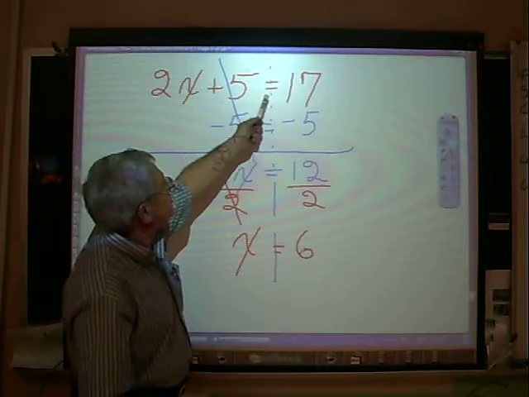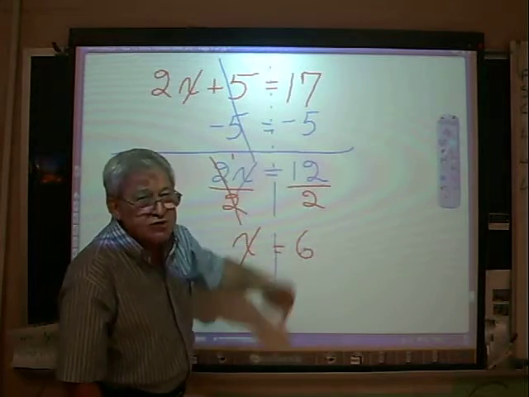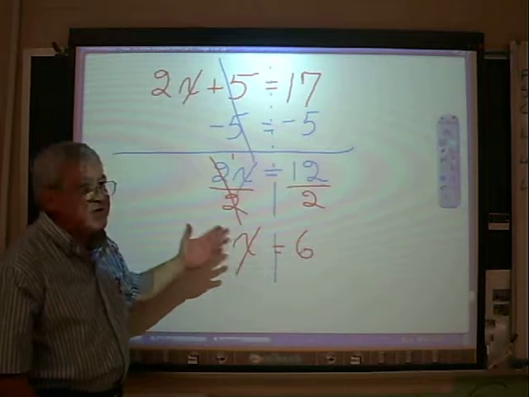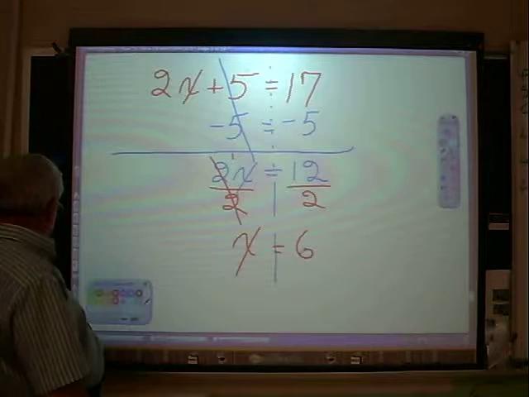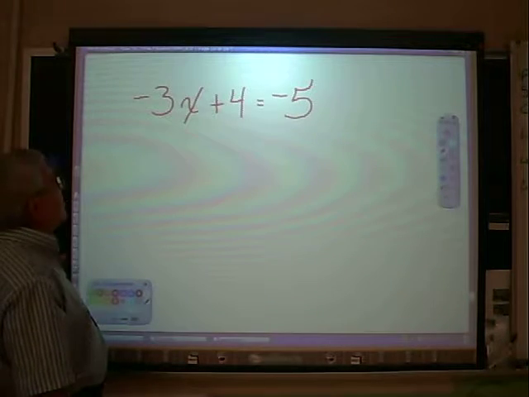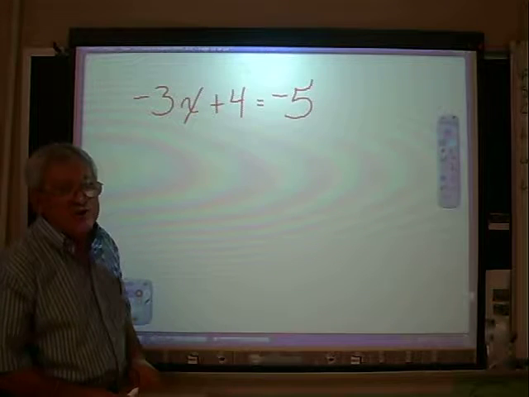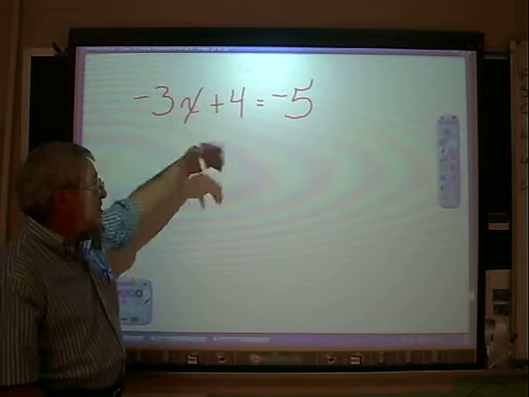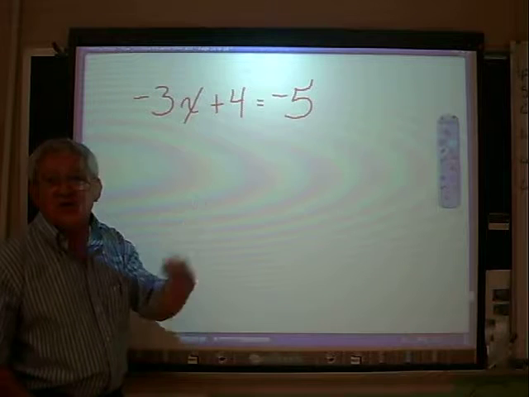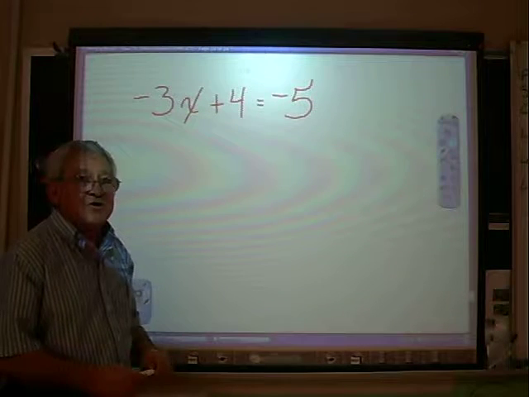12 plus 5 is indeed 17. So we've solved the typical two-step equation. Now, here's another typical two-step equation. Just because it has a couple minus signs, negative signs in there, it doesn't change how we solve it.